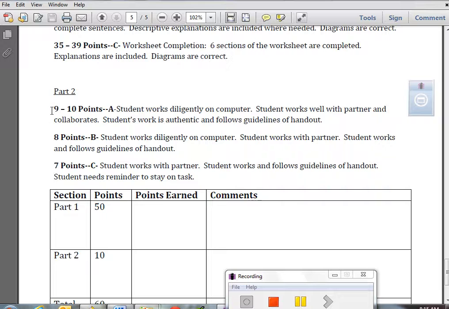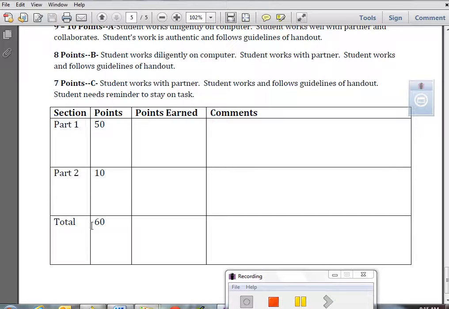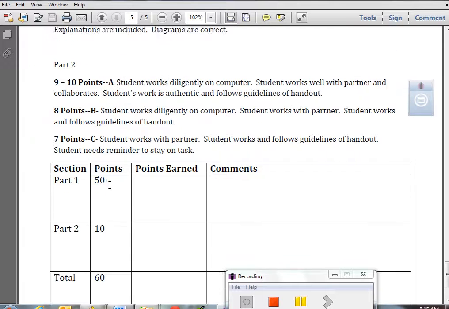So you earned points yesterday, and then the sub today will write down any notes if there are problems with you working in your partners or whatnot. So that's 10 points to make sure you're working on the computer and following the guidelines on the computer portion. So here's your rubric, total of 60 points.